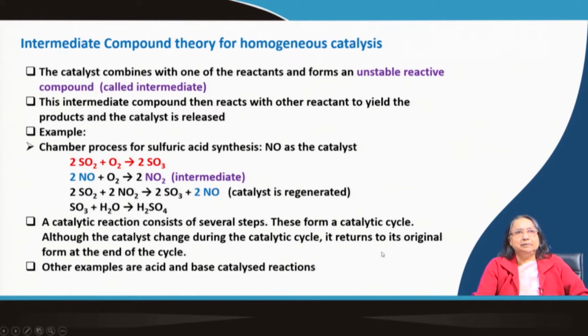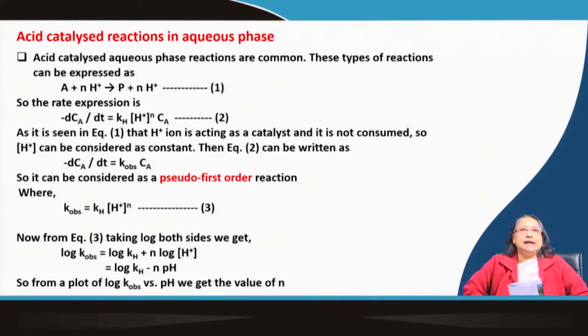Other examples are acid and base catalyzed reactions. So, I will show you some acid and base catalyzed reactions. Say acid catalyzed reaction, the general way it is shown, and the kinetic rate expressions are shown here. Acid catalyzed aqueous phase reactions are very common. I have already given you some examples, like cane sugar hydrolysis. It is catalyzed by H+, hydrolysis of cane sugar to form glucose and fructose, that I told you.